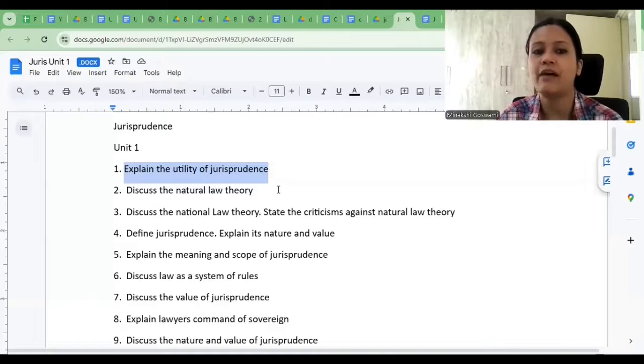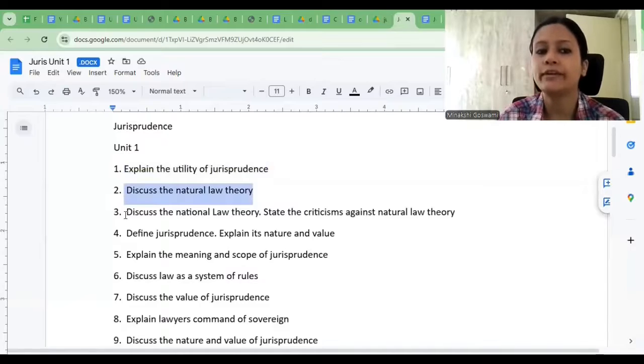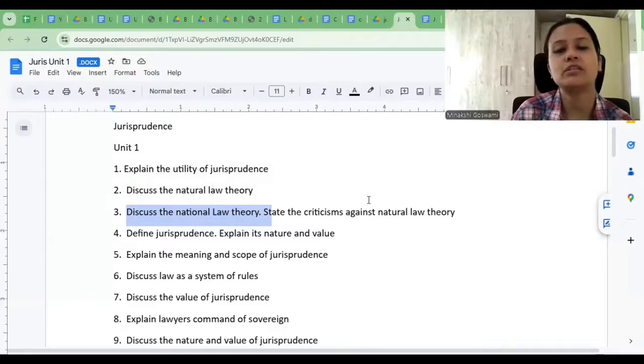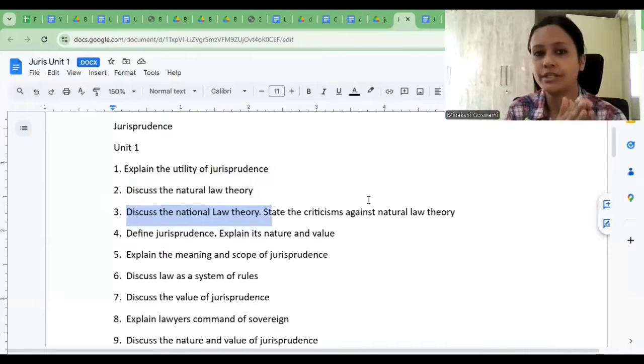So the second question we have is: discuss the natural law theory. The third question we have is: discuss the natural law theory along with the criticisms. Because when we talk about these theories, these theories are criticized by other jurists. So it's very important that whenever you are studying the theories, you should also know about their criticisms or limitations.